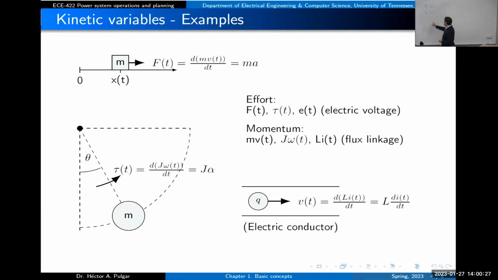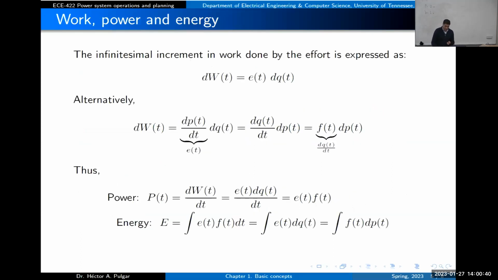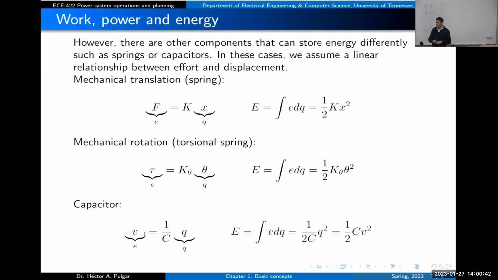But in a capacitor, you don't have this relationship. So for a capacitor, we will have a different relationship. What is that relationship? Effort and displacement. So for the capacitor, we need to come up with a different thing. In this case, we will assume that there is a linear relationship between effort and displacement. So that's what happens for the capacitor. You know the equation very well. But the same thing can be applied in the linear translation and rotational translation.